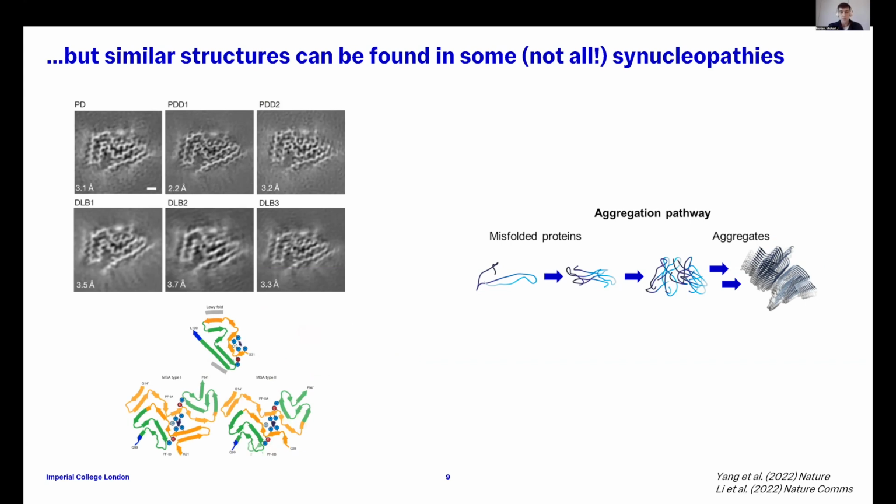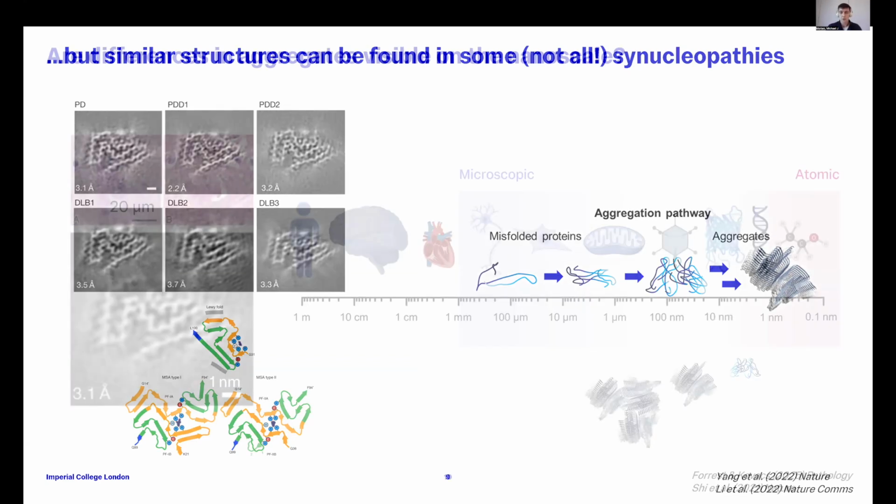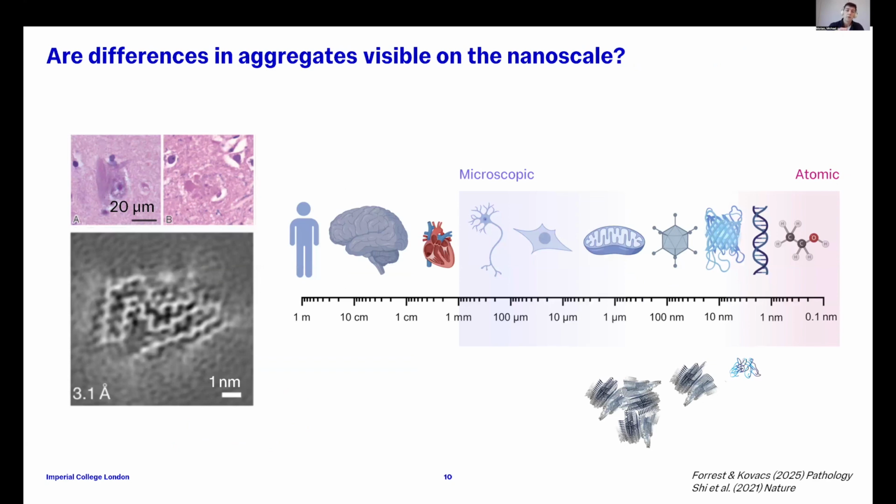But when we compare this to multiple system atrophy, we can see that this breaks down and we see a very different fold, even though the protein within these aggregates is the same one. So it's not a simple one protein, one disease, or one fold model, but there's a rich variety of structures that we're able to see, both on the microscopic scale and the atomic scale.